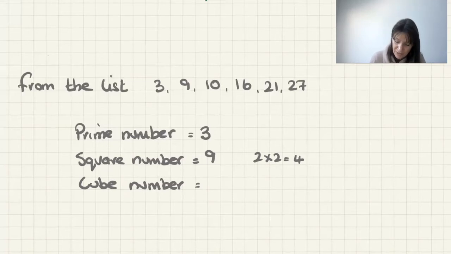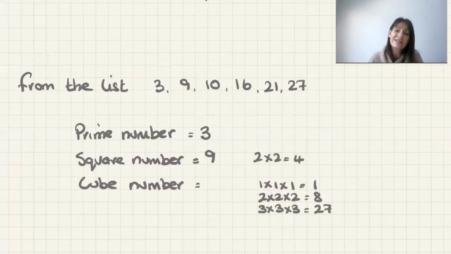So you could start off with your 1 times 1 times 1, and then you could do your 2 times 2 times 2. 2 times 2 is 4, times 2 is 8, and then 3 times 3 times 3 is 27. 3 times 3 is 9. 9 times 3 is 27. 27 is in the list. So I can stop and I have got that mark.